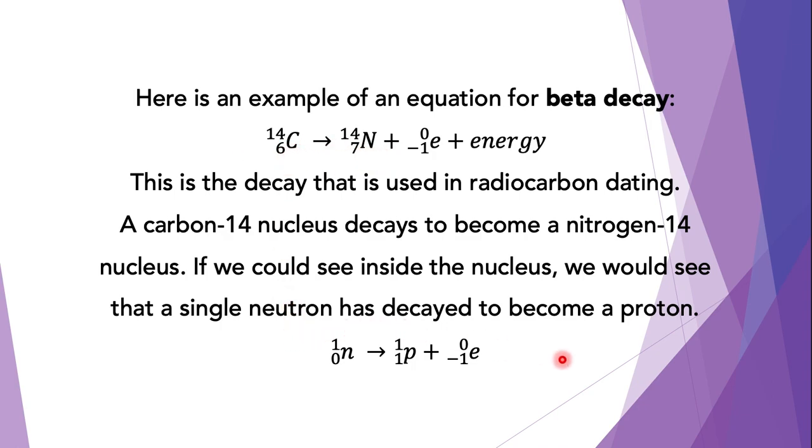A neutron decays to become a proton and both the neutron number and the proton number become equal: 7, 7. Before, the neutron number was 8 and the proton number was 6. One neutron changed into a proton. So the neutron number was 8, we minus 1 from 8 and it becomes 7. And the proton number was 6, we add 1 to 6 and it becomes 7. So 7, 7 and we get the nitrogen atom. So this is what beta decay is.